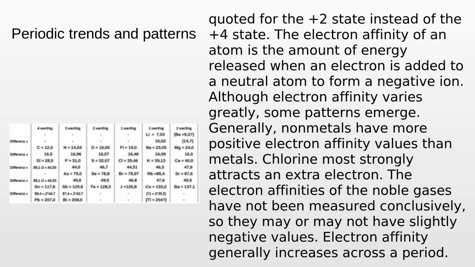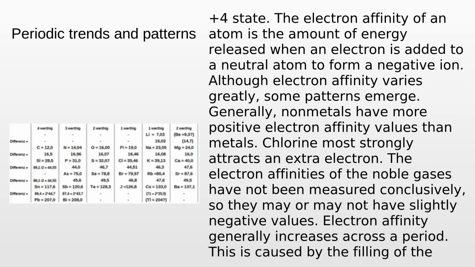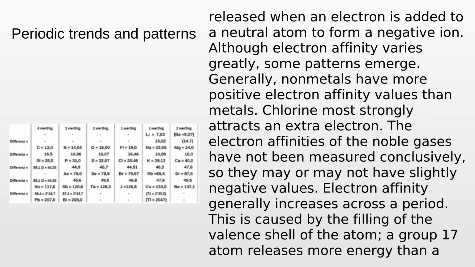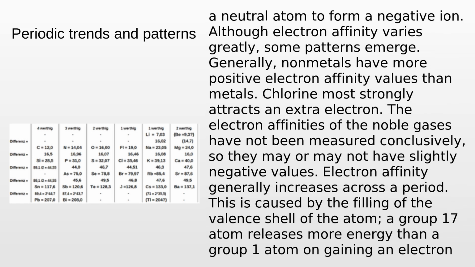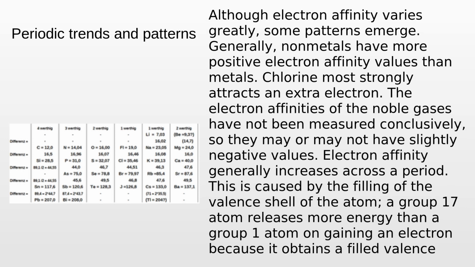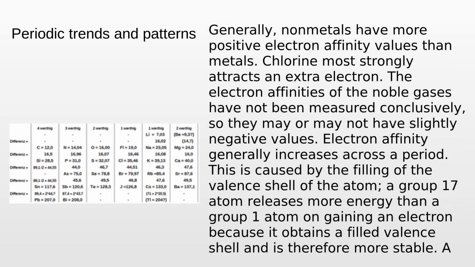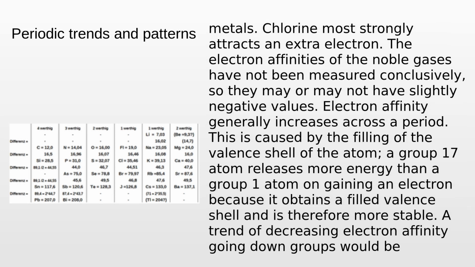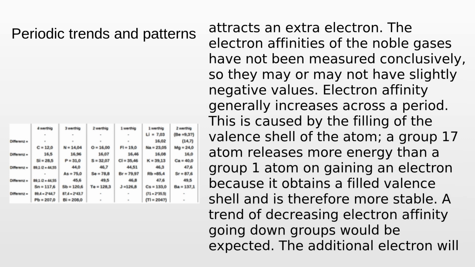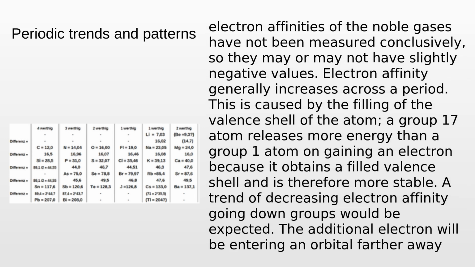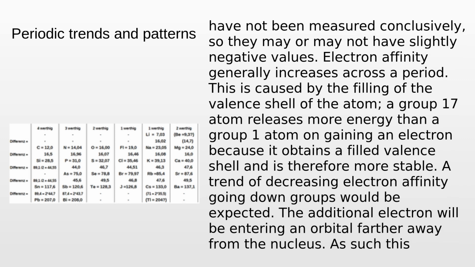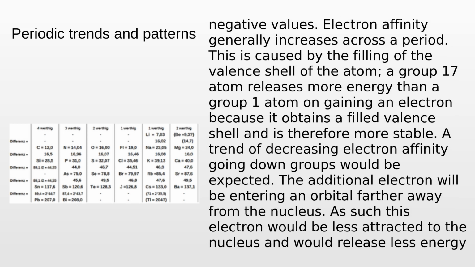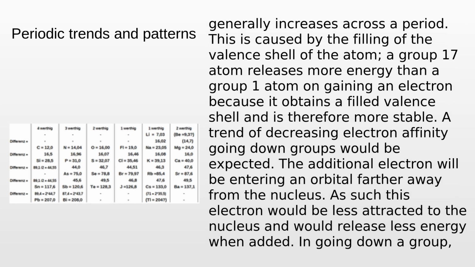The electron affinity of an atom is the amount of energy released when an electron is added to a neutral atom to form a negative ion. Although electron affinity varies greatly, some patterns emerge. Generally, non-metals have more positive electron affinity values than metals. Chlorine most strongly attracts an extra electron. The electron affinities of the noble gases have not been measured conclusively, so they may or may not have slightly negative values. Electron affinity generally increases across a period. This is caused by the filling of the valence shell of the atom.